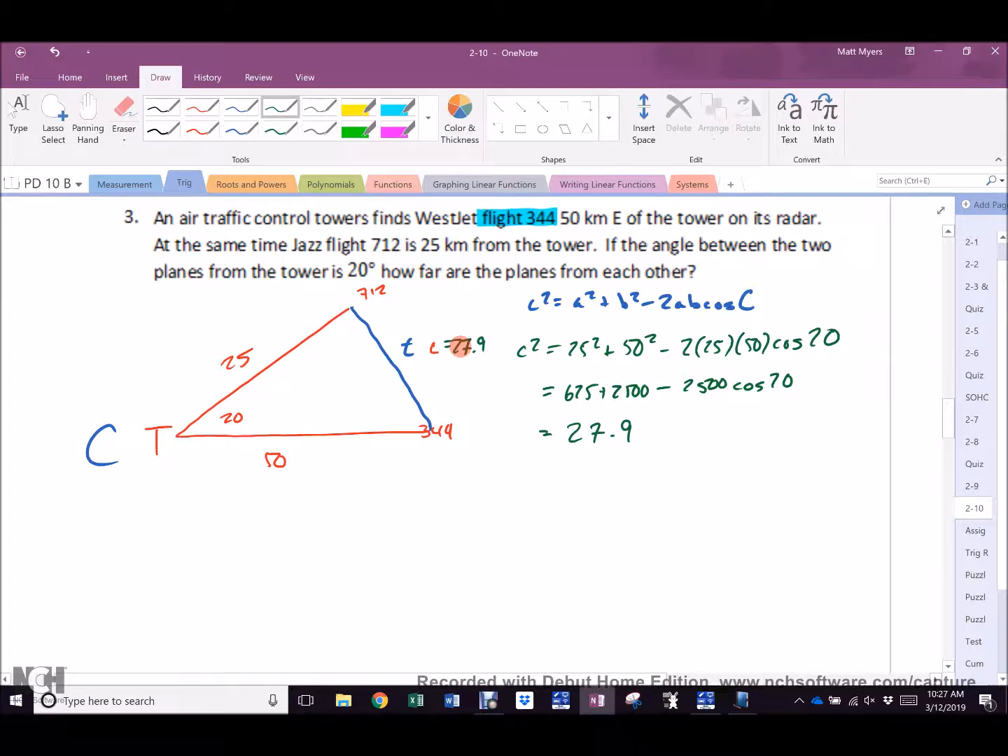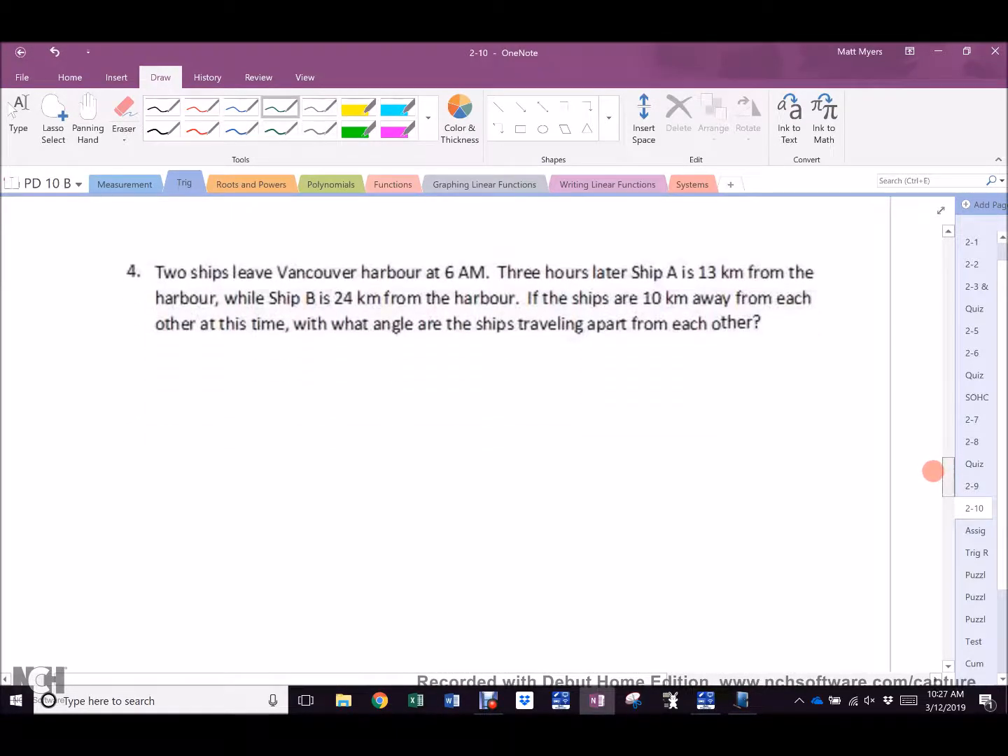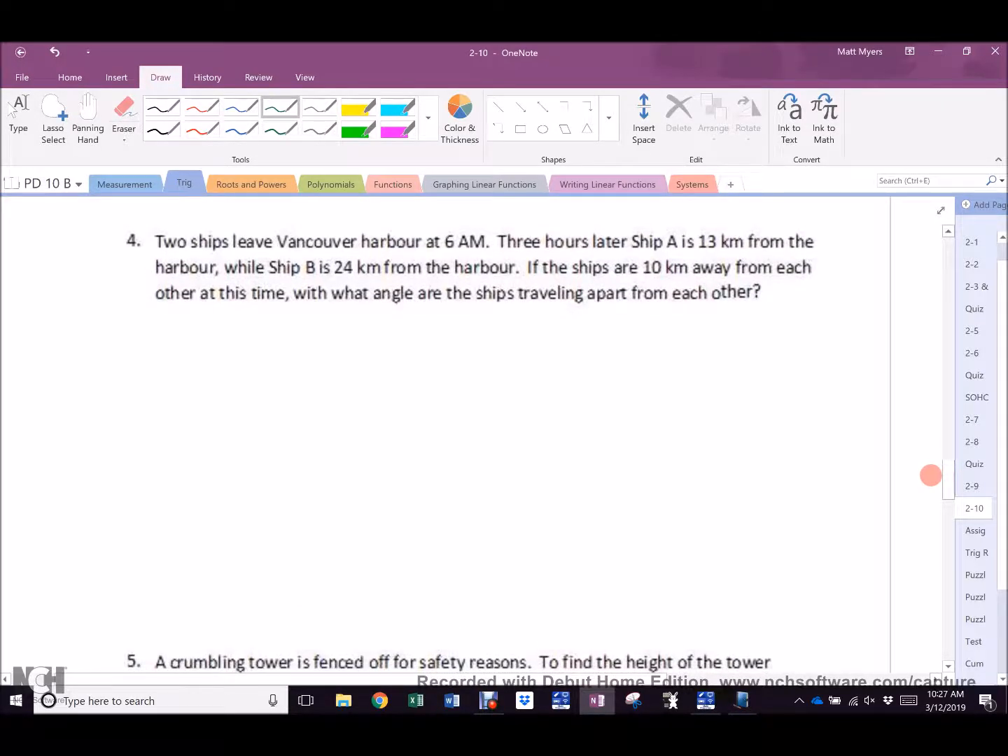Why would I need to shift cos? I'm not looking for an angle. All right. You guys try number 4. Just go ahead. Do number 4.